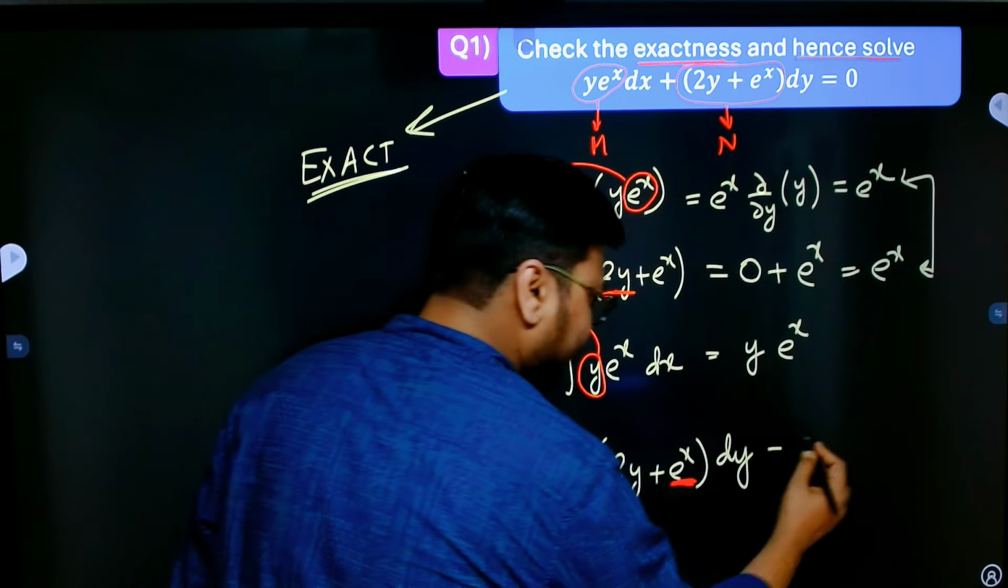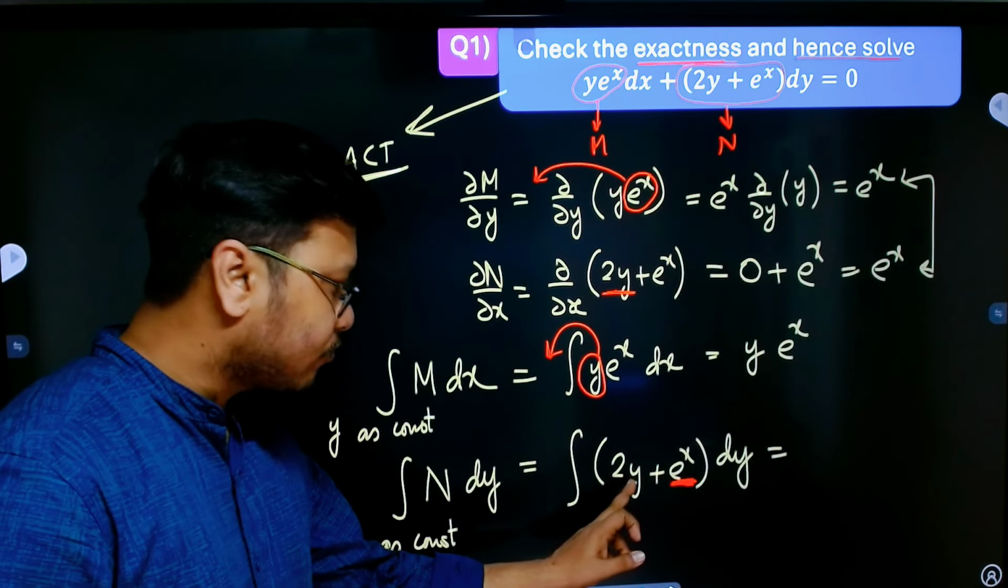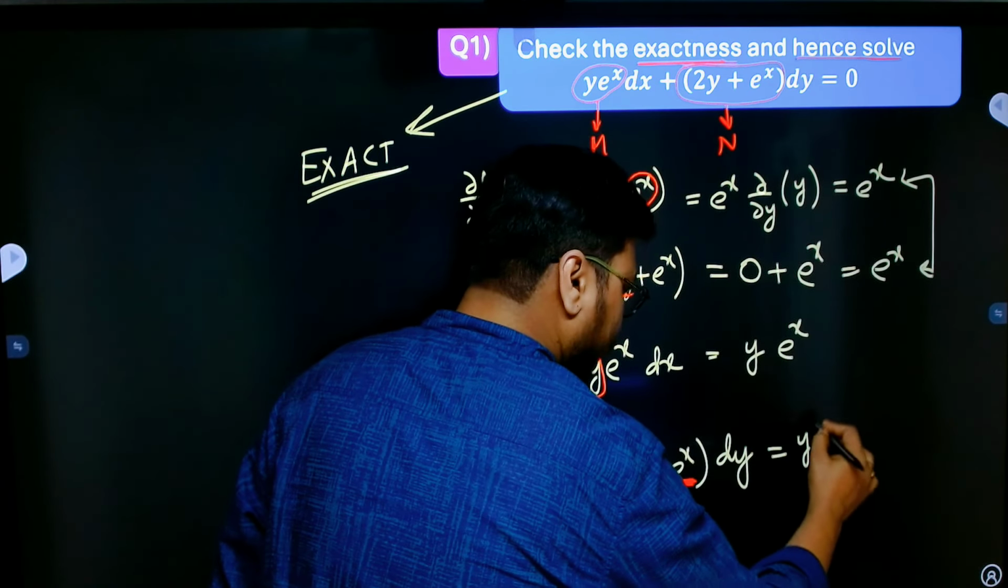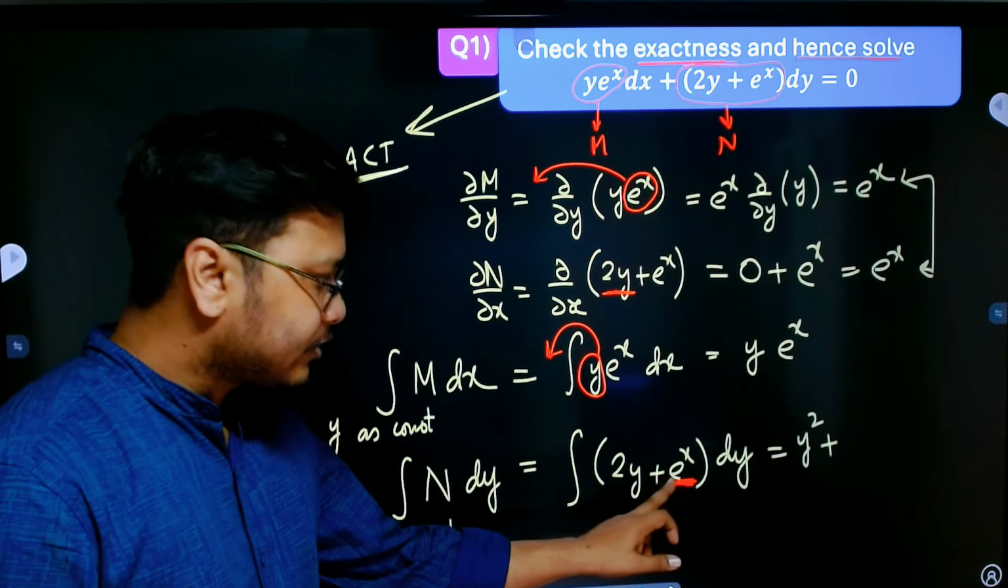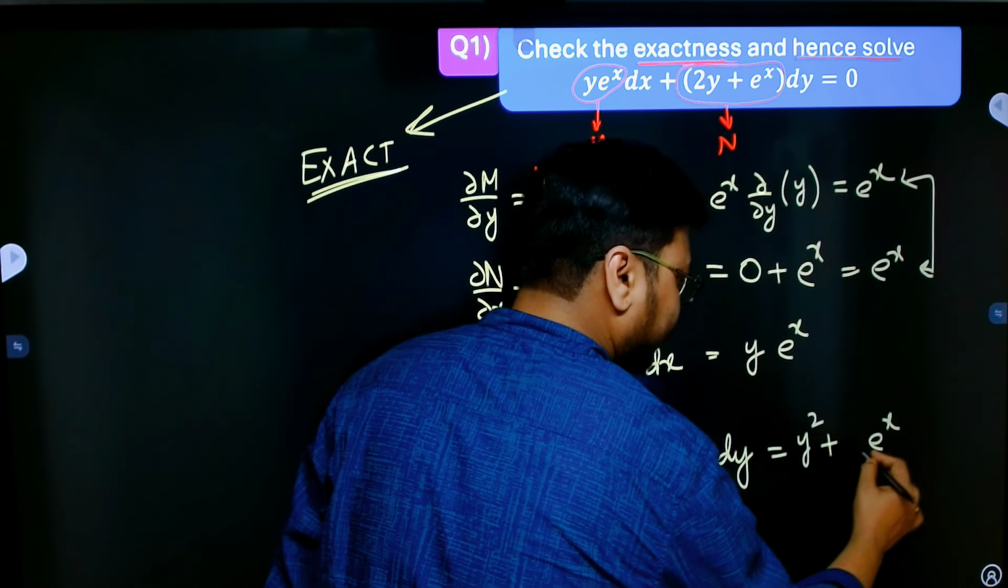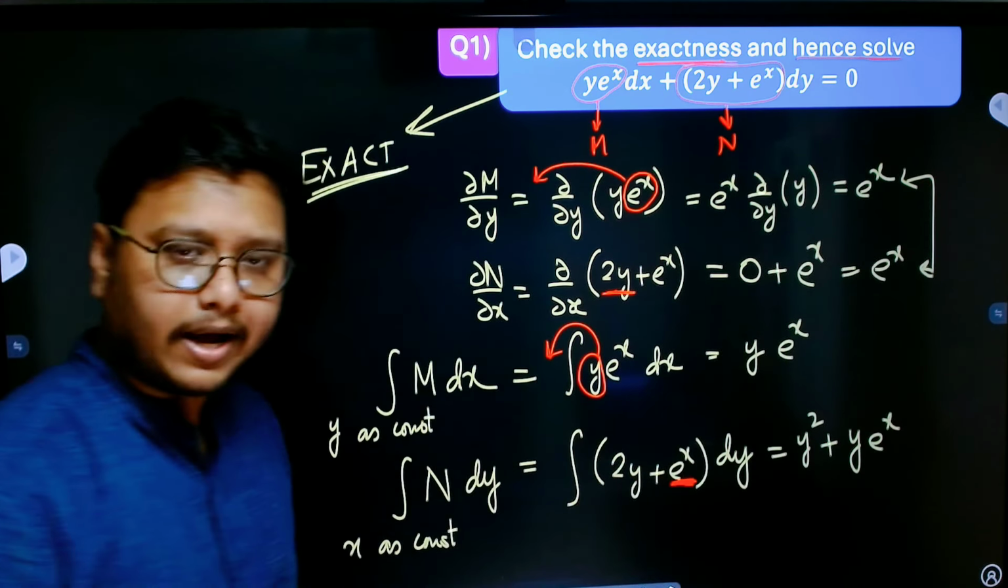So first let's do the integration of y. Integration of y would be y square upon 2. The 2 will be cancelled. So we'll have y square plus the integration of e to the power x. e to the power x is a constant, so it will remain as it is. And integration with respect to y, we'll be getting one y.